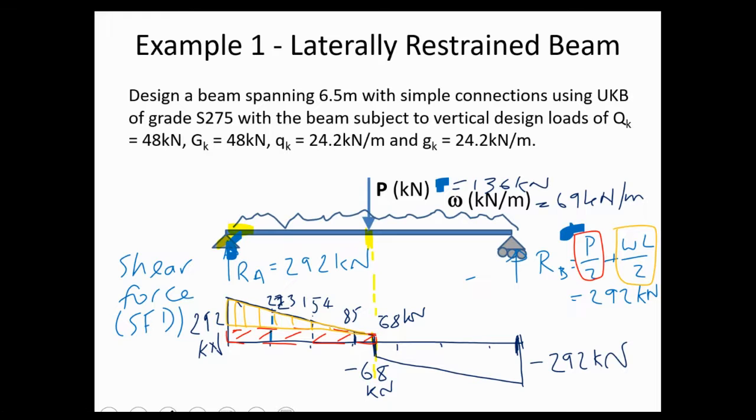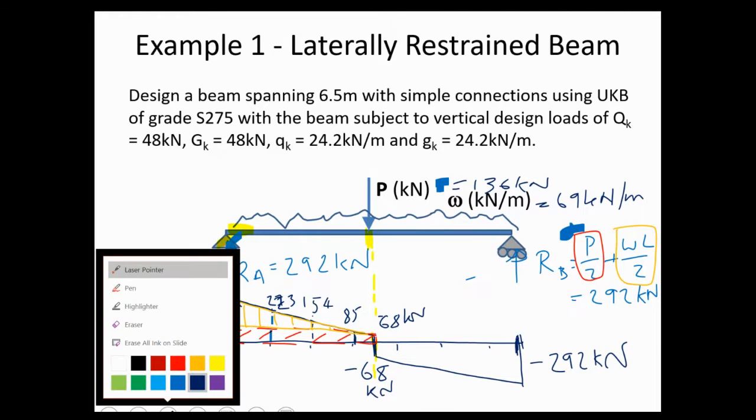Okay, so that's my shear force diagram drawn. So I have 292 kilonewtons on the left-hand side. I have 68 here, minus 68 here, and then minus 292 on the other side. So that's the shear force diagram that we need to design for. Now we also have to design for the bending moment diagram.